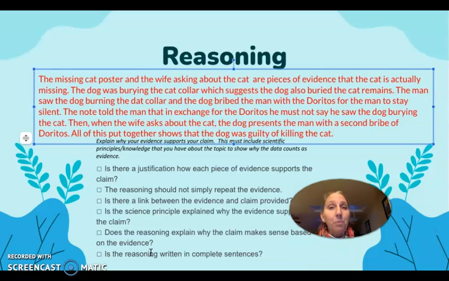So your reasoning statement will be a full paragraph, and that is why this part of the CER is worth 30 points, and each of the other components are only worth 10, because this is where you put it all together and you really show me that you understand how the evidence supports the claim.